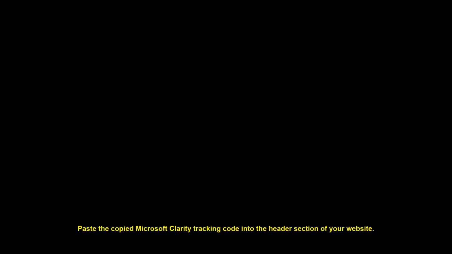Paste the copied Microsoft Clarity tracking code into the header section of your website. Save the changes and refresh your website to ensure the code is active. Return to the Microsoft Clarity dashboard. It may take some time, but you will start to see user data populate in your project.